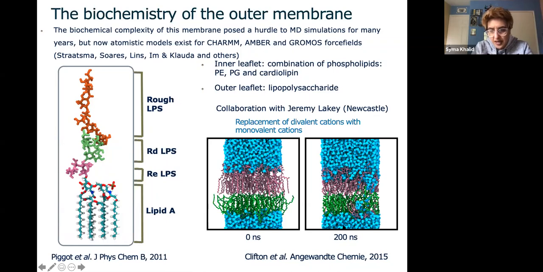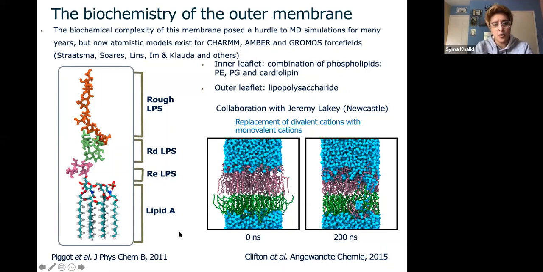You can see here that in just 200 nanoseconds, when we've removed the divalent cations and replaced them with sodiums, the water shown in cyan is beginning to seep in, and we no longer have a nice double layer. And I think this is a fairly convincing pictorial argument for the model being quite accurate. I won't bore you with all the more quantitative models we have.